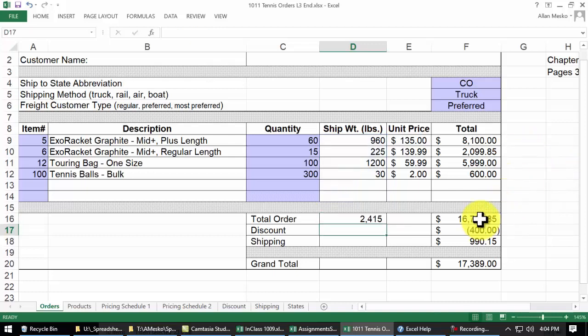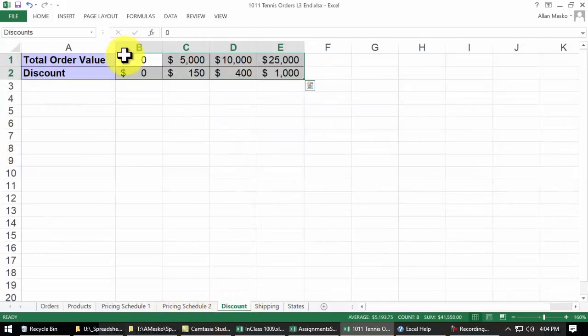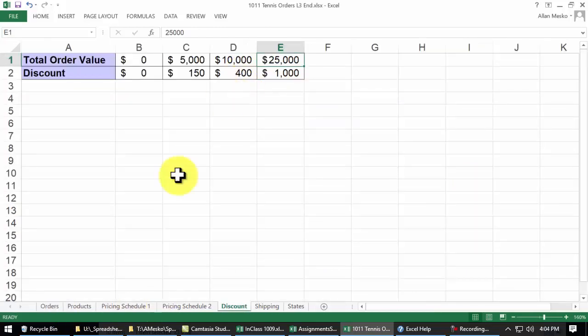Now that we know the total price and the total weight, now we have to say, how do they get a discount? Well, let's look at the discount. It says, if you order at least $5,000, you get a $150 discount. But if you order at least $10,000, you get a $400 discount. And if you order $25,000 or more, then you get a $1,000 discount. Our total was what? It was 16, almost 17,000. So that should be $400 discount.